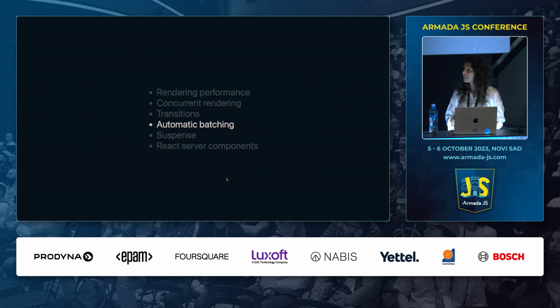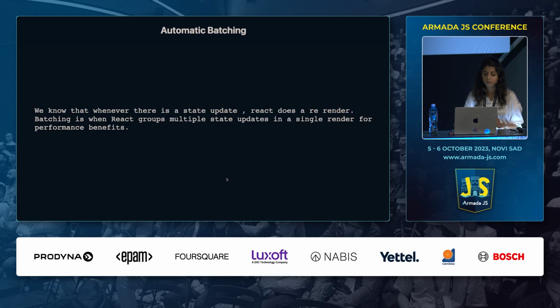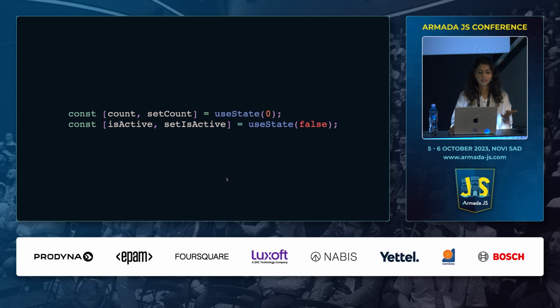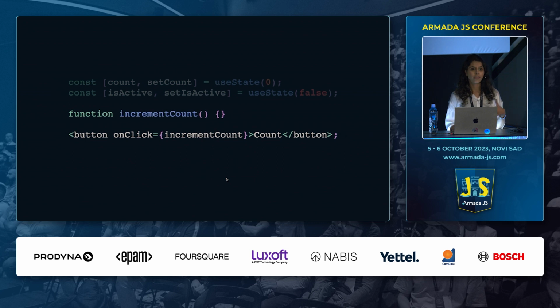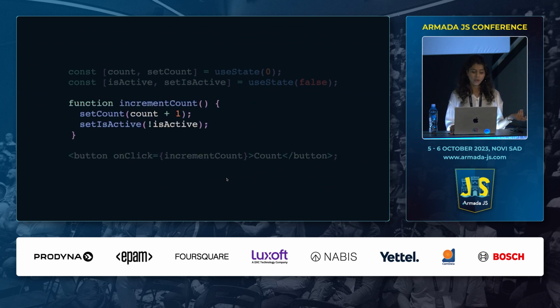Next, I want to talk about automatic batching. So we know that whenever there is a state update, React makes a re-render. Batching is when React groups those multiple state updates so that we can get some performance benefits. And automatic batching already happens in React out of the box. So let's say we have two states, count and isActive, and we want to update those states on increment. So we call setCount and setIsActive. Both the state updates will be batched automatically, and there will be only a single render for both the state updates.